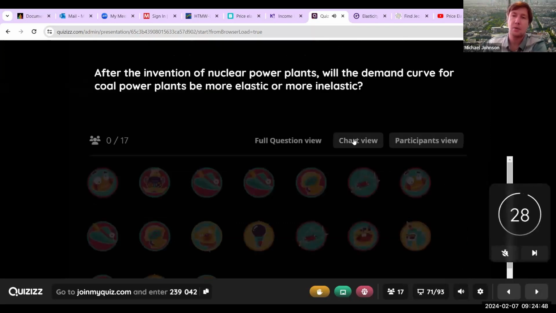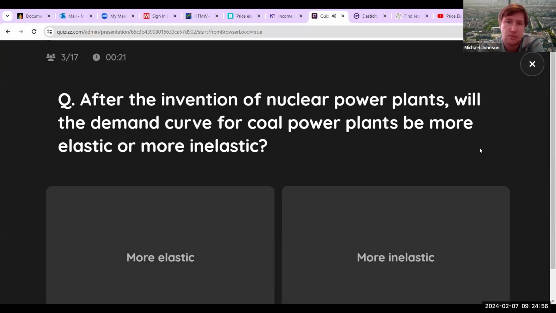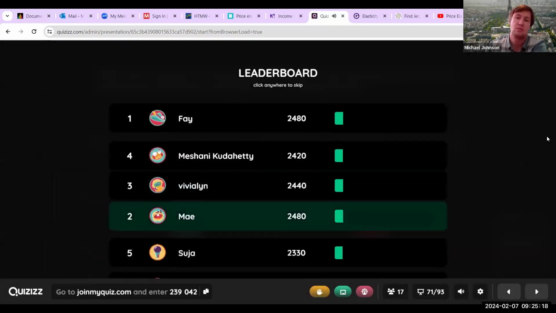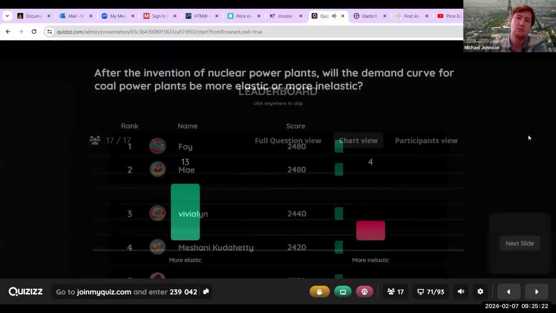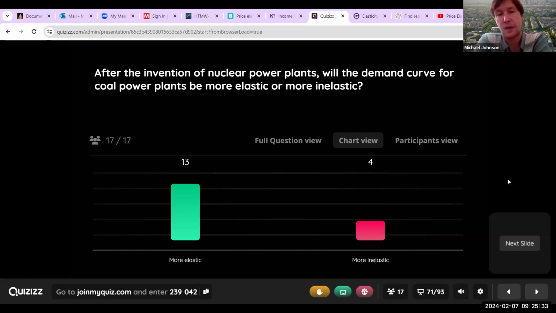So after the introduction of nuclear power plants, will the demand curve for coal power plants be more elastic or inelastic? So more elastic, because nuclear power plants are the substitute, so they're going to use less coal power plants, and when they use less coal power plants, it will be more elastic. So when they use less of something, it's more elastic.